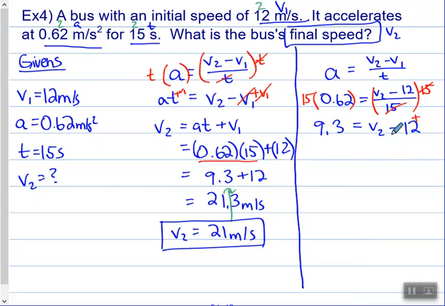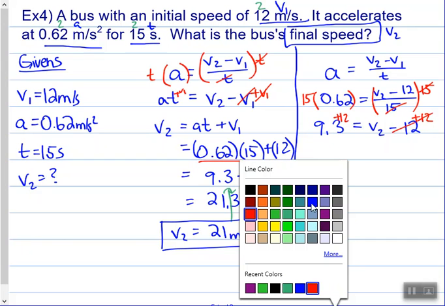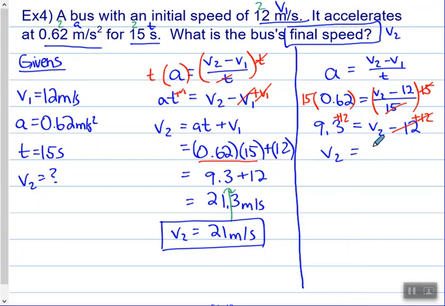Okay, and then v2 minus 12, so minus 12, the opposite is plus 12, gone. And we get v2 equals 9.3 plus 12, which is 21.3 meters per second, or to the proper significant figures, 21 meters per second. So same thing. So it's just however you prefer to do your questions. Last question.